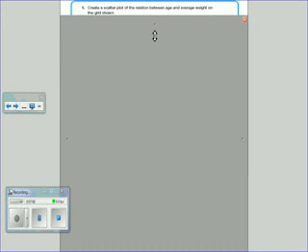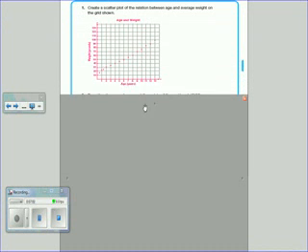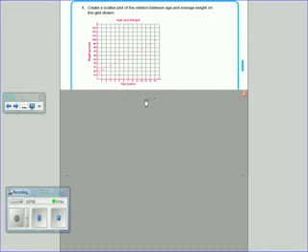Okay, let's look at this. There's the graph. Notice the age is on the x-axis and the weight is on the y-axis. If you have that backwards, it's wrong. Now, notice what they did in their graph, though. A lot of you didn't do this.